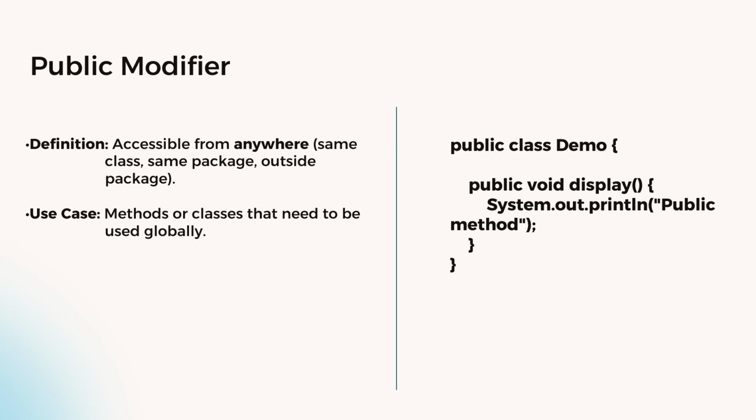On the screen, you can see a simple code example. We have a public class named demo. Inside this class, there is a public void method called display. Because both the class and the method are public, we can create an object of the demo class and call the display method from any part of our application without any restrictions. And this is why the public modifier is typically used for methods or classes that are meant to be a part of a global API.